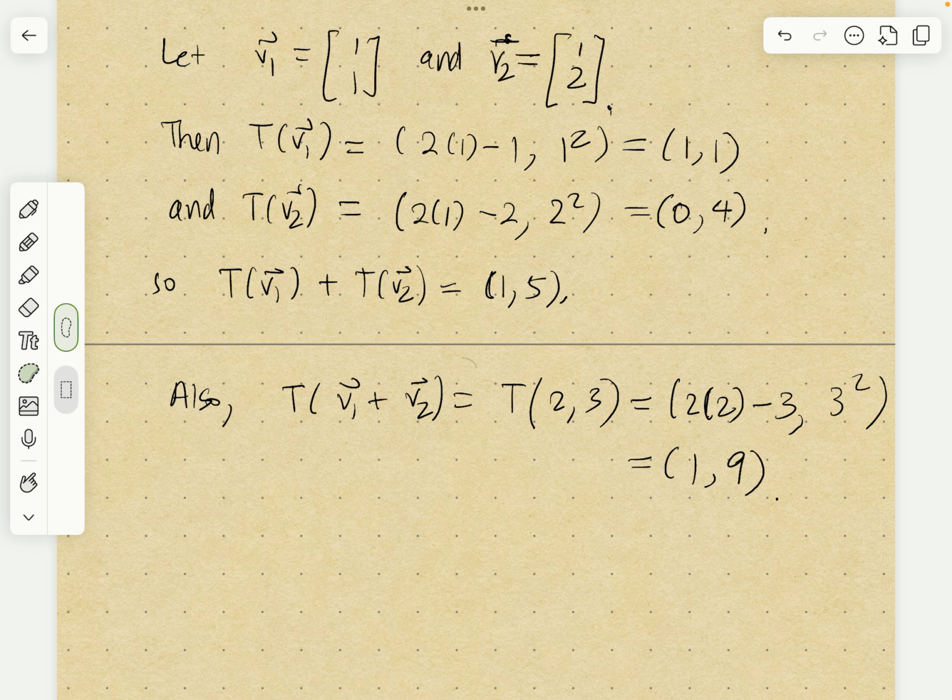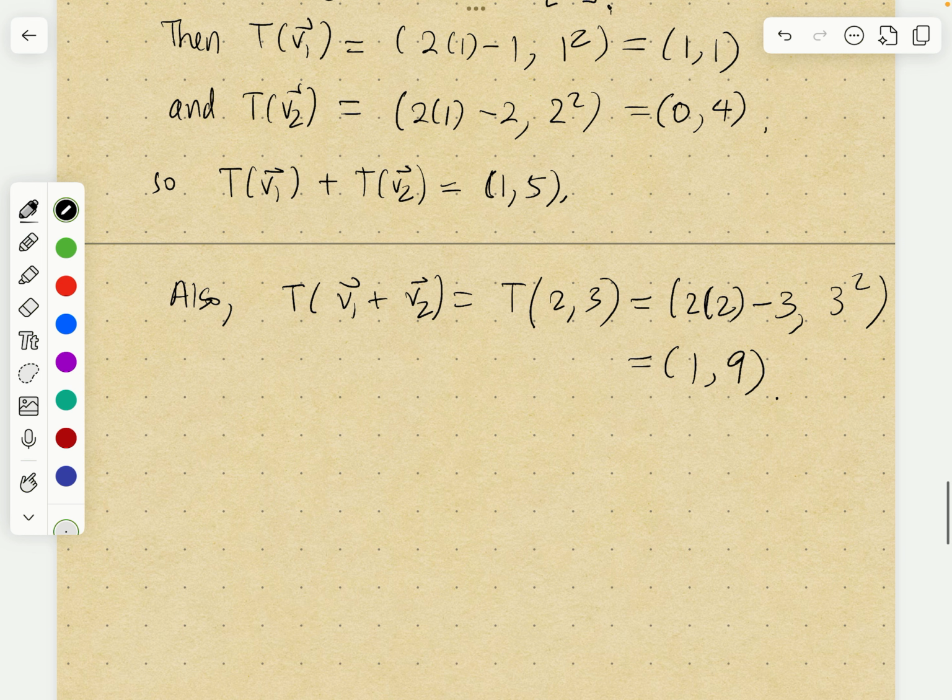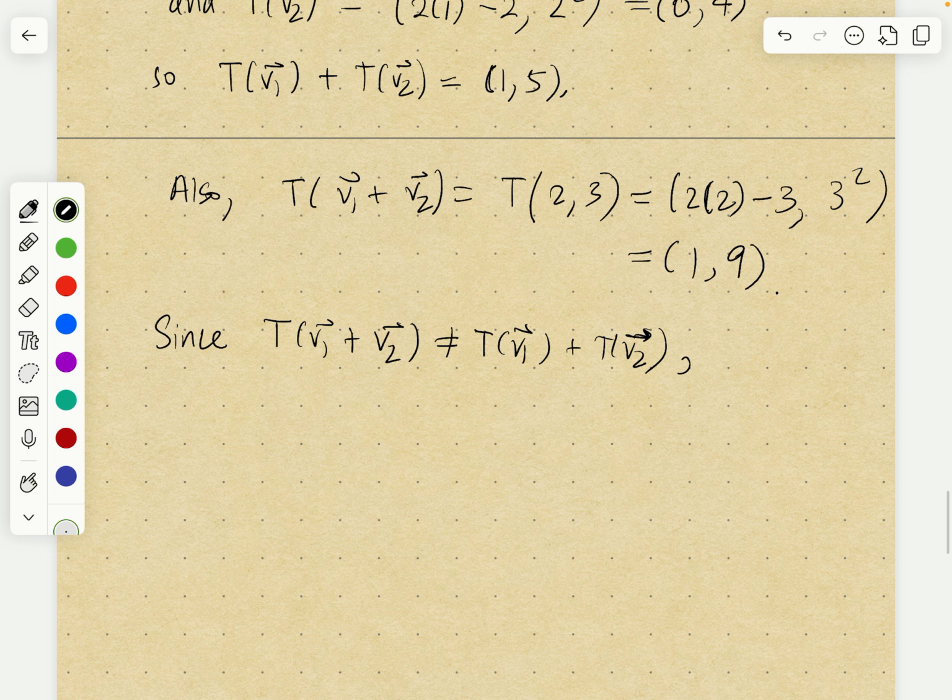When you did T of v1 plus v2, you got (1, 9). They're not the same. So since for this particular v1 and v2, T of v1 plus v2 is not equal to T of v1 plus T of v2, you should write down which condition is not satisfied in the linear transformation. Since these are not equal, T is not a linear transformation. And that's your proof.